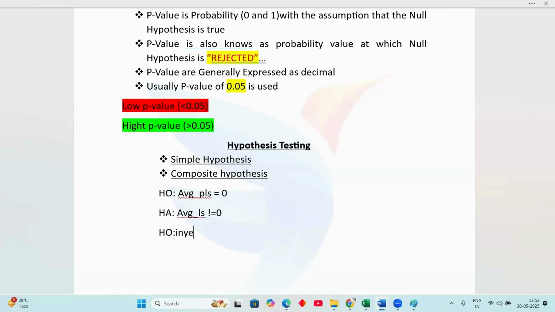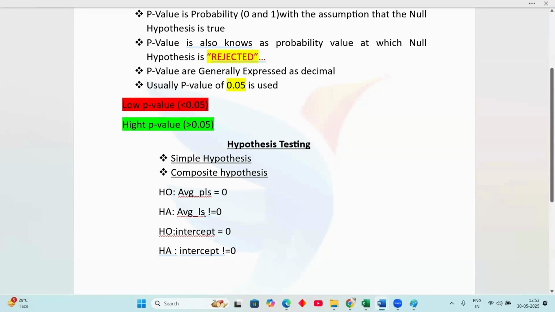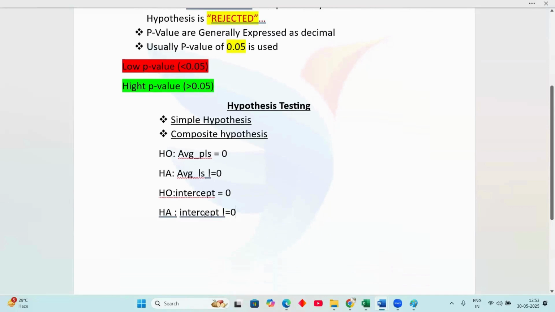So intercept is also considered the same. In intercept also, when it is equal to 0, and it has the same as not equal to 0. Intercept not equal to 0. The not-equal sign means there is no equal relationship between the two variables. So like that we can assume the value of the p value.